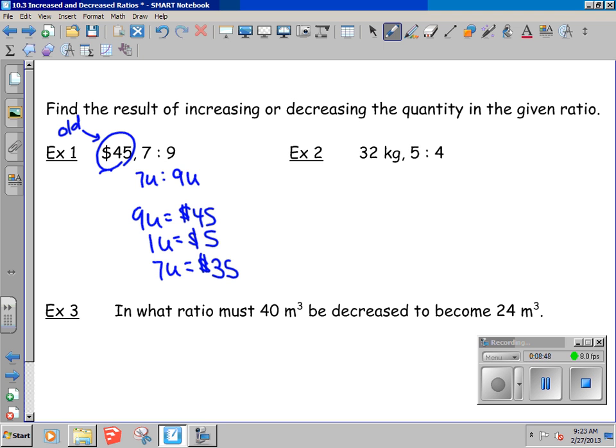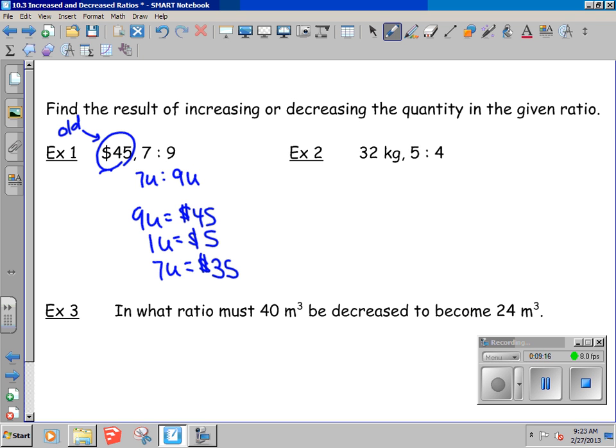Don't forget your labels. Because of the wording, it says find the result of increasing or decreasing the quantity. That's how we know that this is the old one, because they're asking us to increase or decrease it. So we always associate that value with the old amount, the original amount, and then we're going to either decrease it or increase it. So whichever number is the old number is however many units that is.